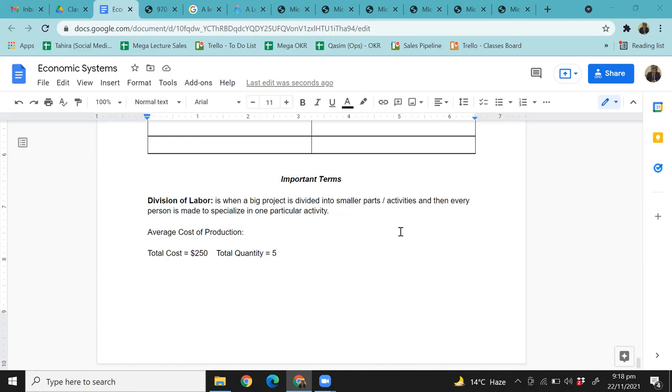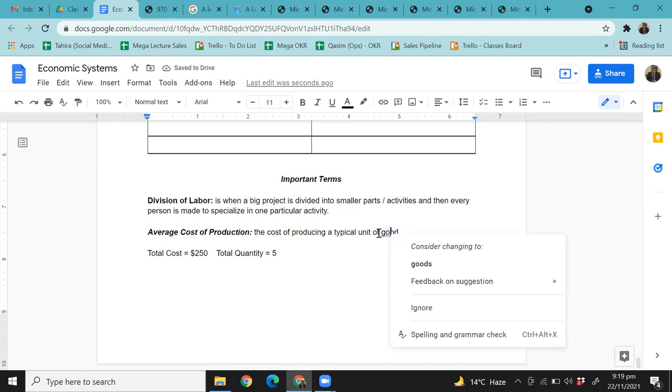Right? So when there's division of labor, the cost of producing a typical unit of good, is it making sense? The cost of producing the typical unit of good is basically your average cost of production. A typical unit of a good, or a product, or whatever you want to call it, right? Now that is your average cost of production.